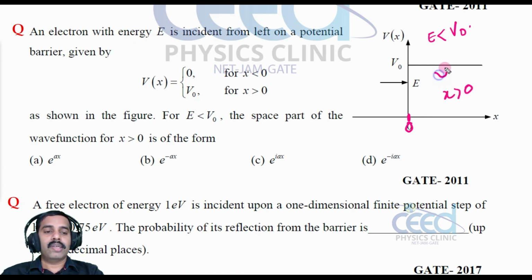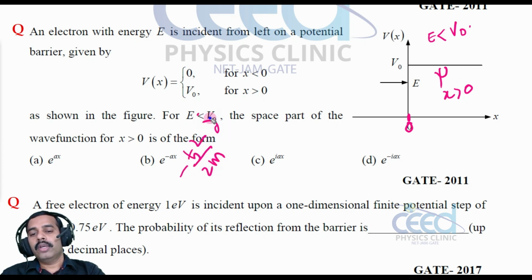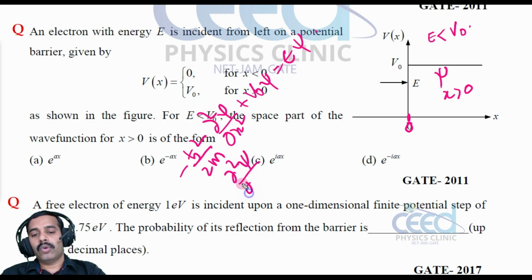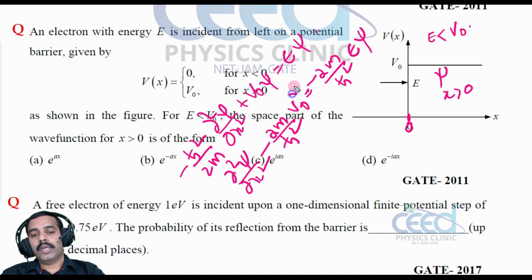Suppose I am considering the wave function psi. So let us solve the Schrodinger wave equation in this region. What is the Schrodinger wave equation? Minus h cross square by 2m dou square psi by dou x square, here the potential is V0, plus V0 psi, that is equal to E psi. This is the Schrodinger wave equation. This I can write as dou square psi by dou x square, multiplying with minus 2m by h cross square, V0 psi equal to minus 2m by h cross square E psi.